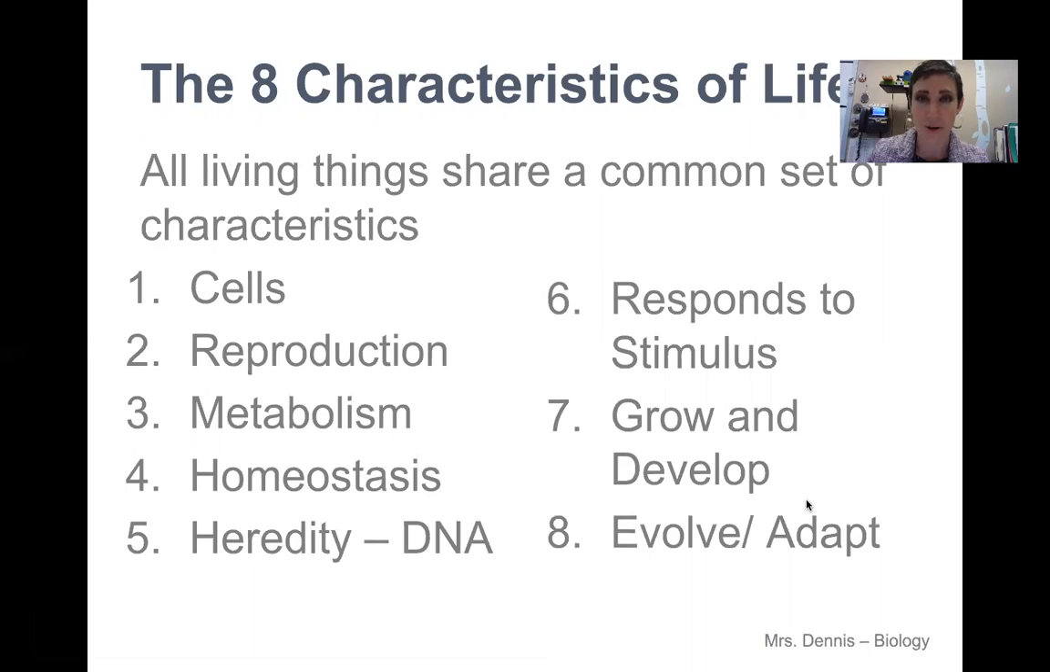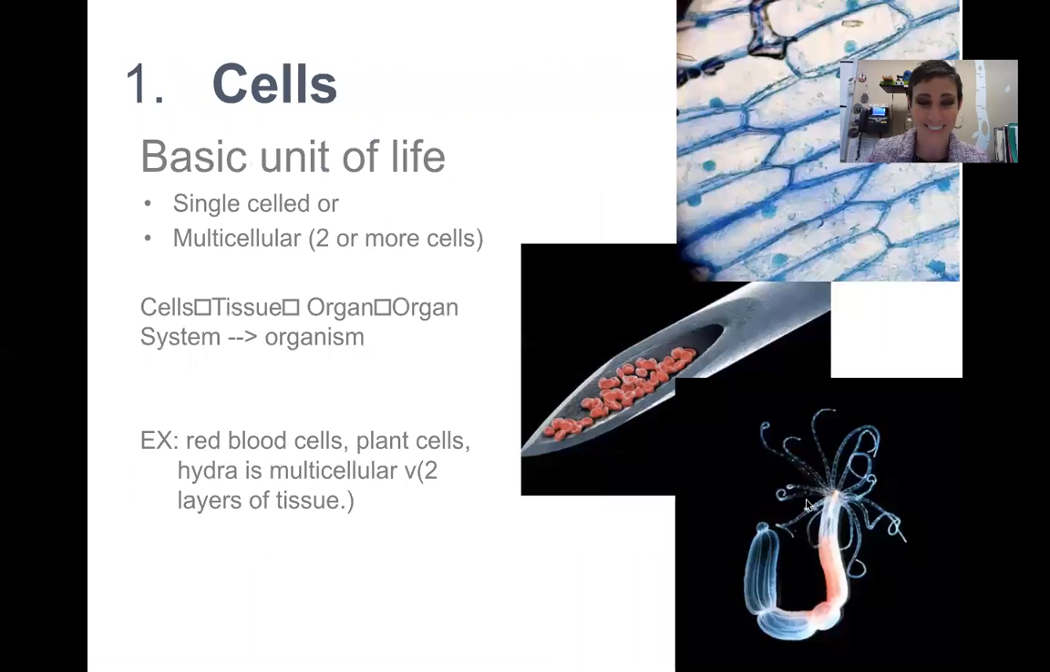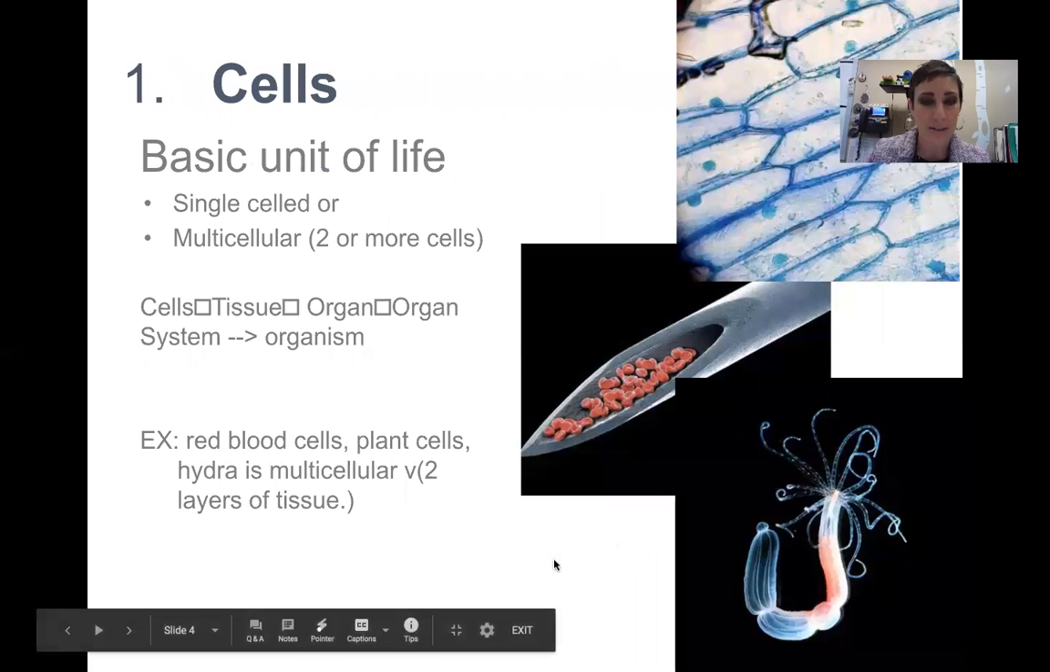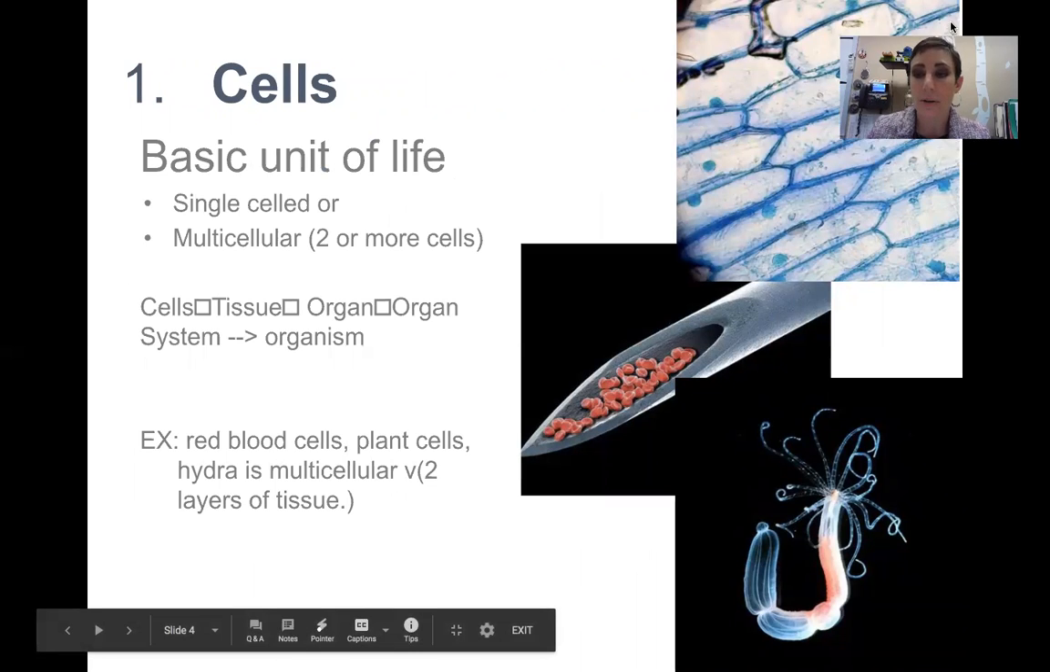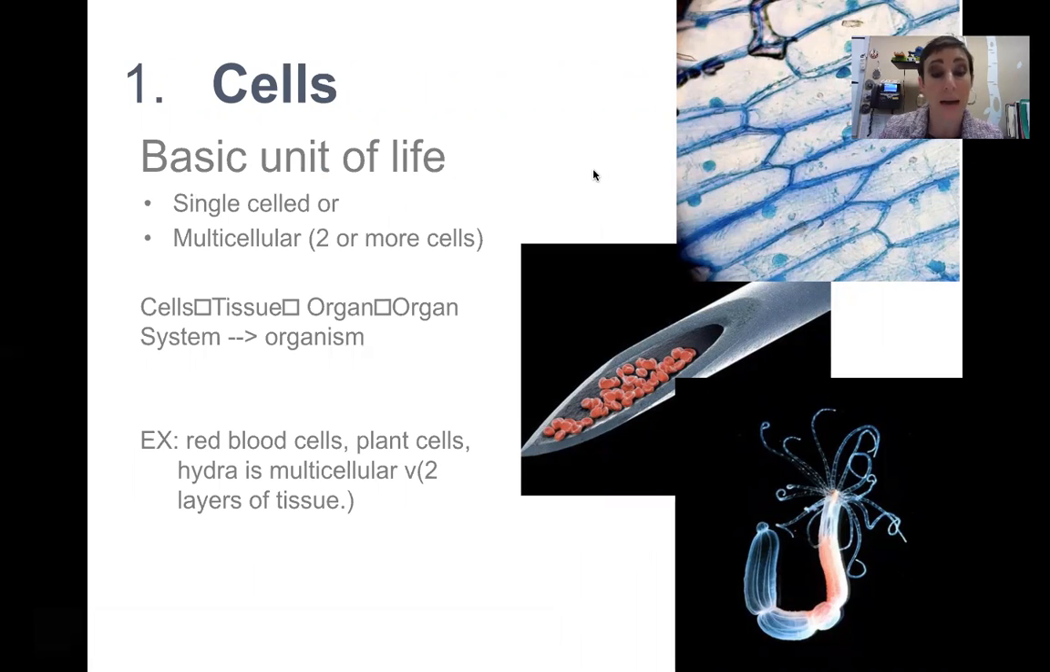Okay, hopefully you've written all of those down. So let's look at cells. Cells are considered the basic unit of life. The basic unit of life. It's the smallest unit of life. We can have single-celled organisms or we can have multicellular organisms.